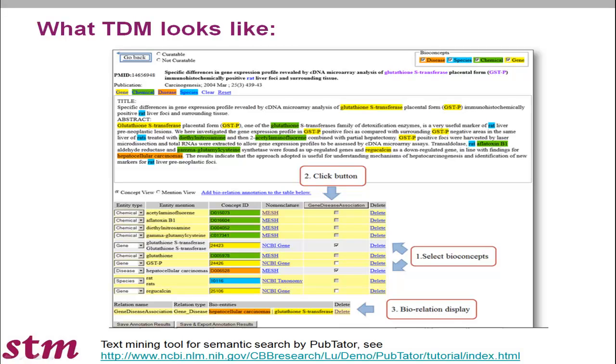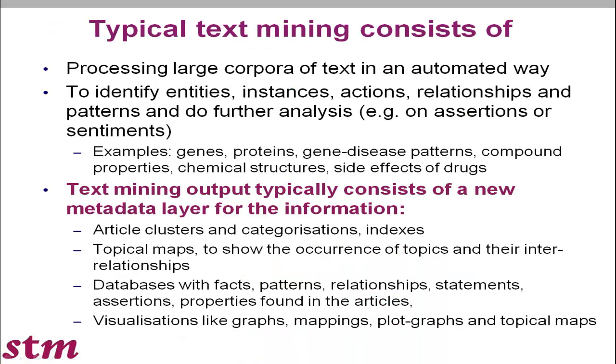So to summarize, typical text mining consists of processing of large corpora of text in an automated way to identify all kinds of elements in that text. And text mining output typically consists of a new metadata layer for the information. This can range from well-known categorizations and indexes and article clusters, also to more sophisticated topical maps, databases with facts, patterns, relationships, and more in recently visualizations like graphs, plots, maps, etc.